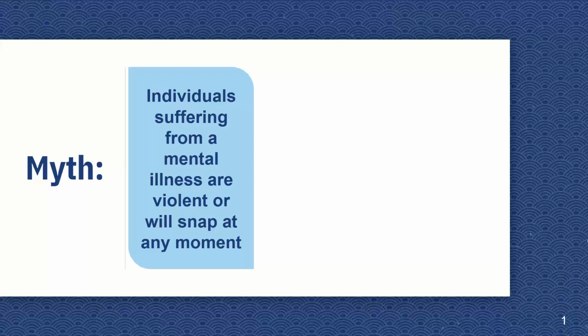So another myth, again, is it safe to intervene if somebody is experiencing these types of things? And so here's a myth: individuals suffering from a mental illness are violent or will snap at any moment. I really enjoy watching movies and TV when they talk about mental health. However, they tend to take very small portions of it and blow it up like they do with a lot of different things. I think we see this in movies a lot, right? That the individual with schizophrenia is dangerous, and don't approach them, and those types of things.